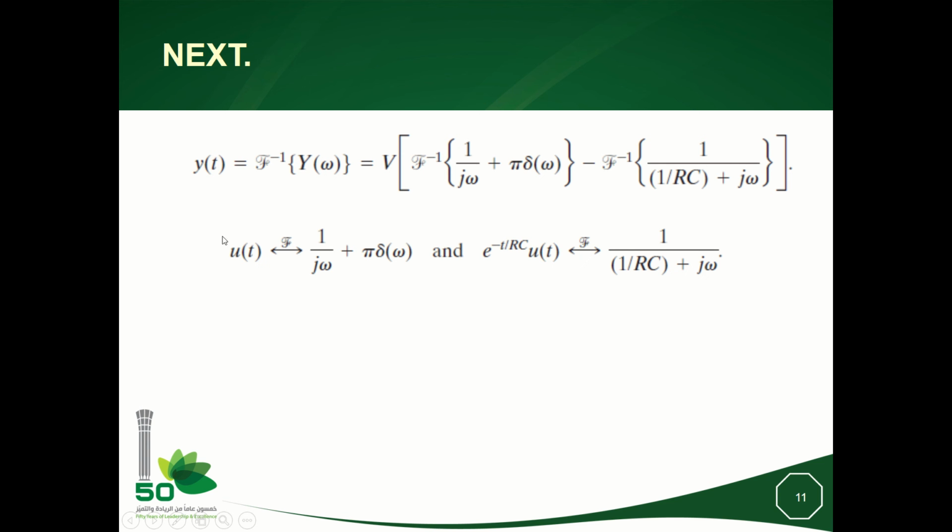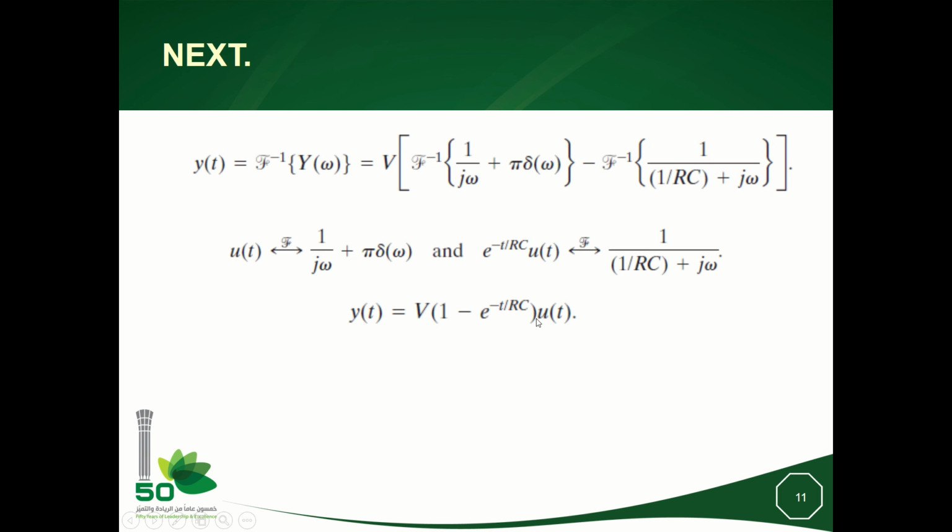We know that the step function has a Fourier transform equal to 1 over j omega plus pi delta of omega. And the Fourier transform of the exponential e^(-t/RC) times u(t) is given by 1 over (1/RC plus j omega). So here we can say at the end that the output y(t) is a step, which is this step, v times u(t).